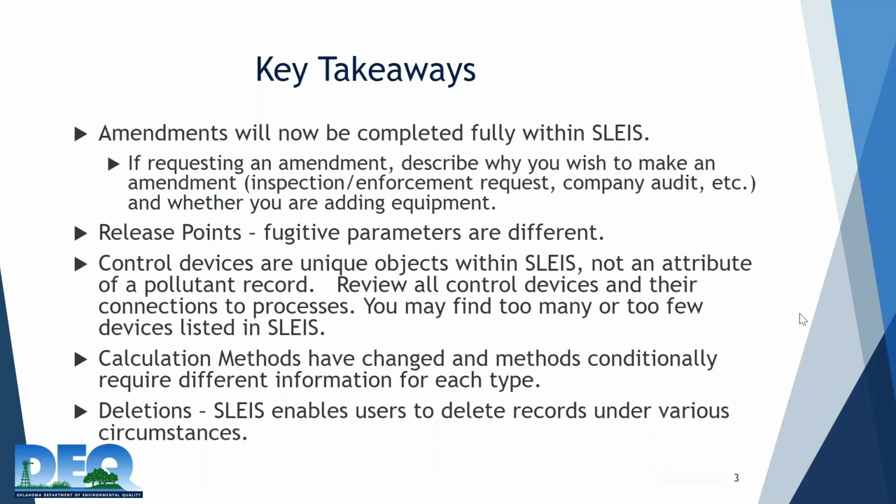As I mentioned and as Josh said, if you're requesting an amendment, describe why you wish to make it, whether it resulted from an inspection or an enforcement request, whether it was a company audit, if you sent in a self-disclosure, and whether you are adding equipment. That's actually pretty important if you're adding equipment, because we need to make sure that unique ID for that piece of equipment is the same in all of the years that you're adding it to. We don't want to have different IDs for the same piece of equipment. You don't want 3 of the same thing because you amended 3 years worth. We want that same unique ID in all 3 years.